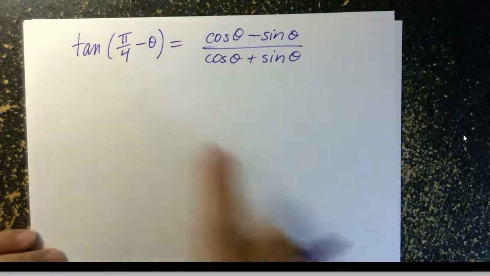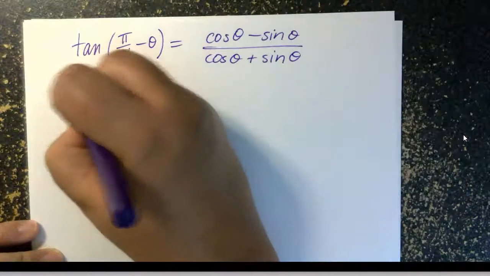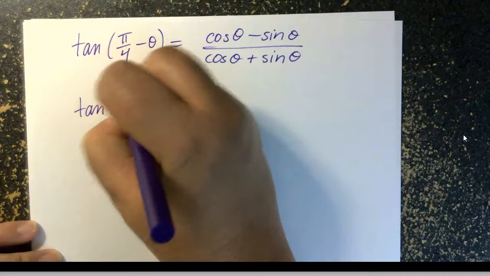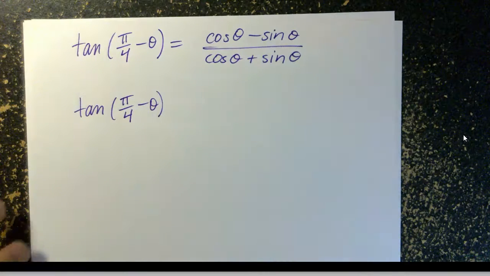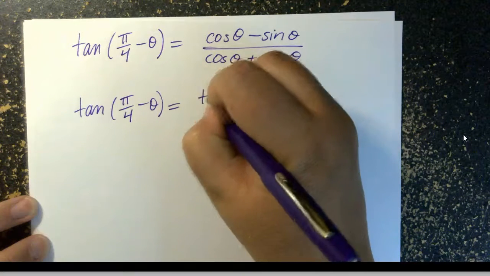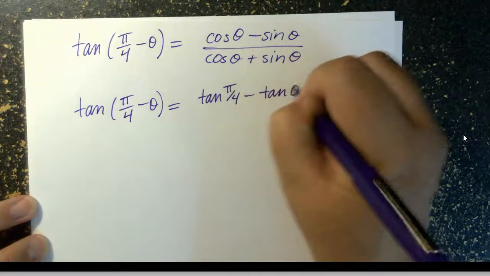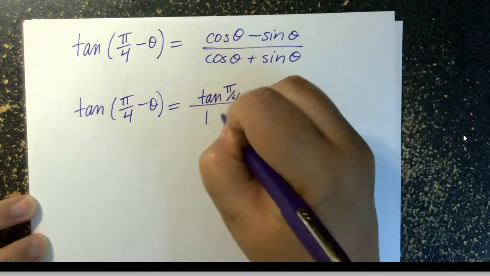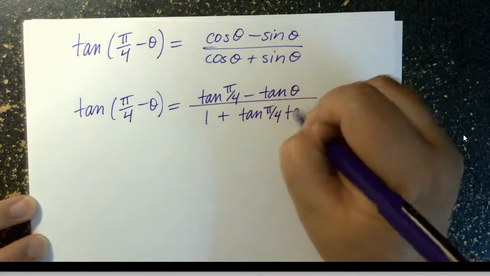So again, I'm going to start with the left-hand side, ignore the right-hand side for now. I don't work with both sides, remember. I just work with one side at a time. Or pretty much just work with one side, period, until I get to the other side. And I'm going to apply this. This is tan pi over 4 minus tan theta all over 1 plus tan pi over 4 times tan theta.